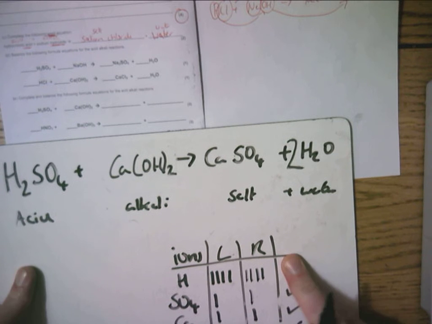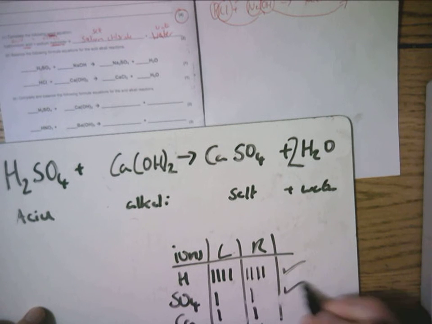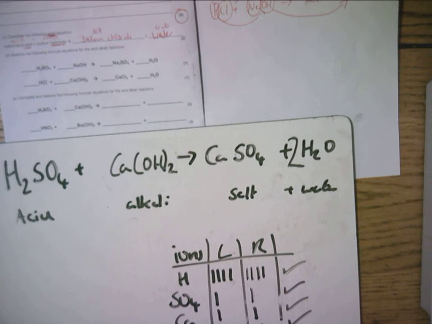Let's look at the balance again. Now, hydrogens 4 and 4, oh, happy. Sulfates 1 and 1, happy. Calciums 1 and 1, happy. Oxygens 2 and 2, happy. OMG, we've balanced the equation. 3 whole marks.